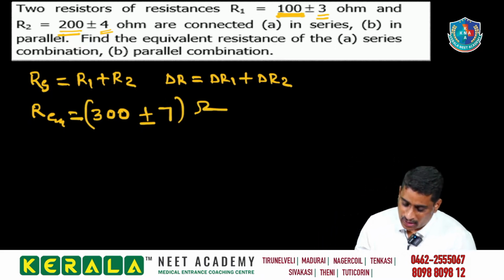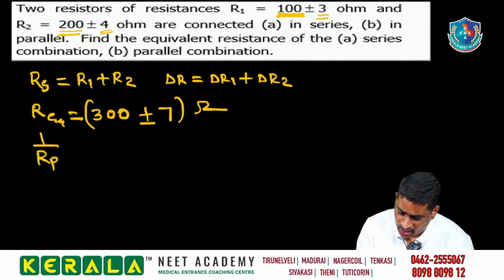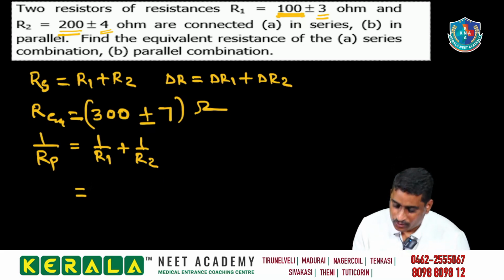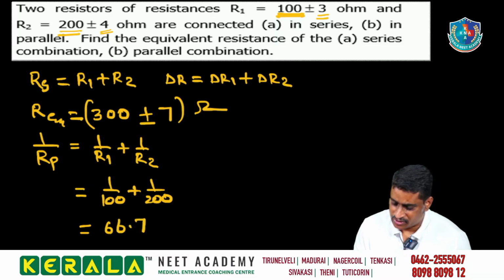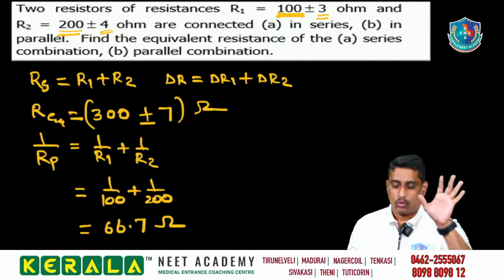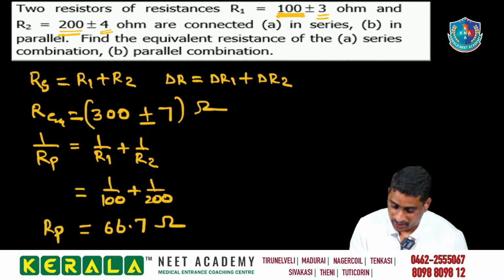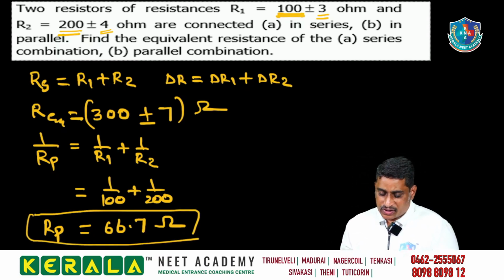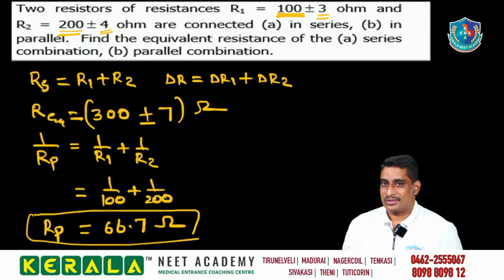If you come to the parallel combination, 1 by Rp will be equal to 1 by R1 plus 1 by R2. By substituting R1 and R2 values, 1 by 100 plus 1 by 200. By solving this, you will get nearly 66.7 ohms, Rp, resistance in parallel combination. If it is the case of 1 by R1 plus 1 by R2, very carefully you have to calculate that error in the measurement of R.